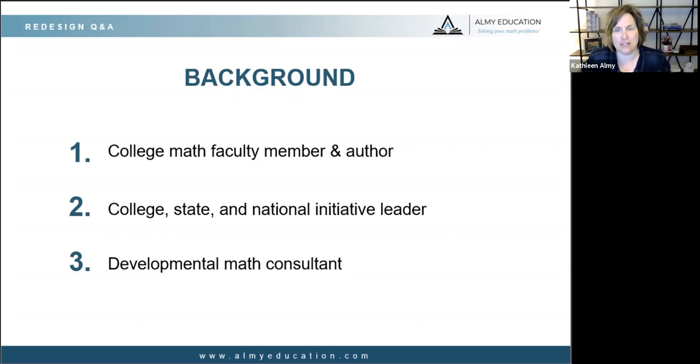There's a lot of pieces to developmental math, and they don't all just exist at the college in the first semester. Okay, so let's dive in.